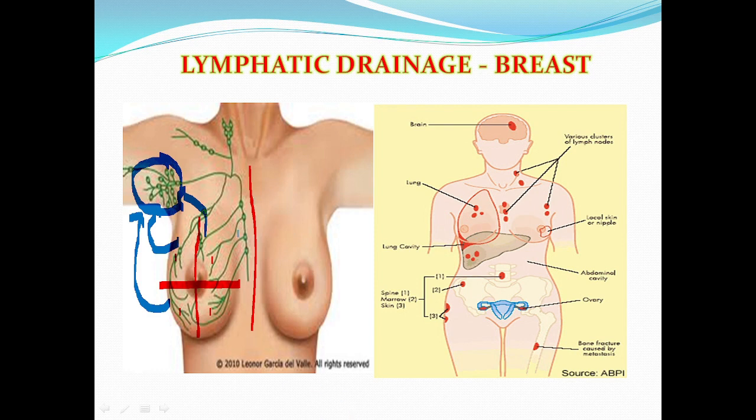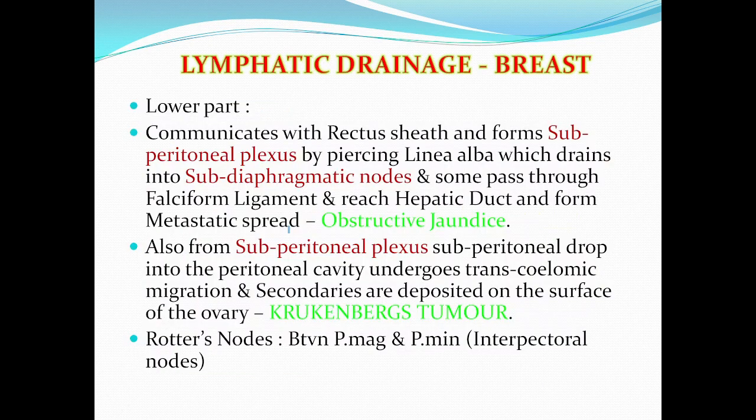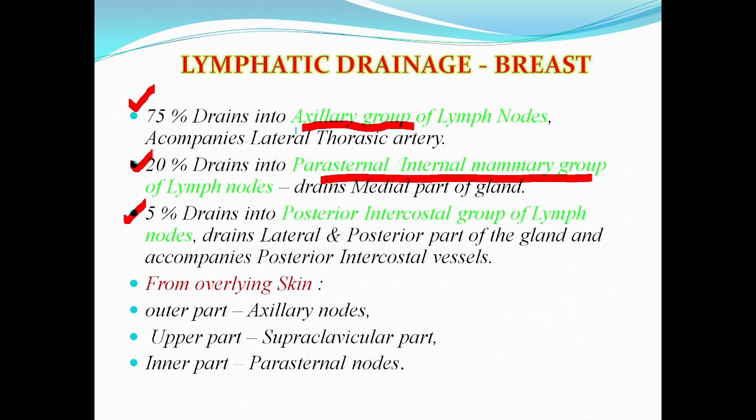And the remaining 20%, between the sternum, parallel, try to observe over here: lymph node, lymph node, lymph node. So upper medial, lower medial, these two quadrants are draining into the parasternal group of lymph nodes, to be remembered. Only 5% is behind the mammary gland, where they are draining. So that is what I have given here.